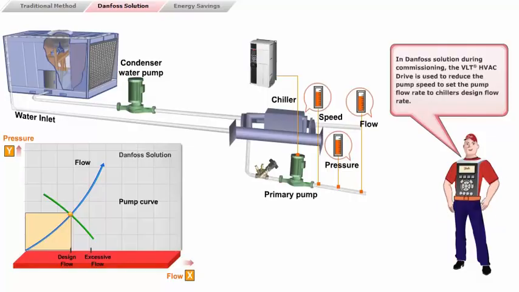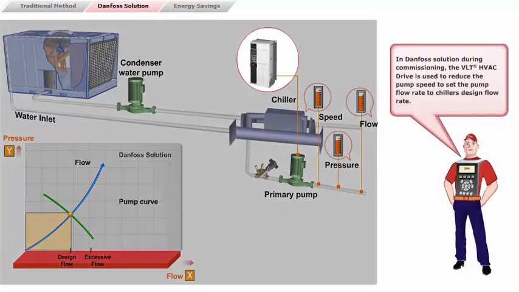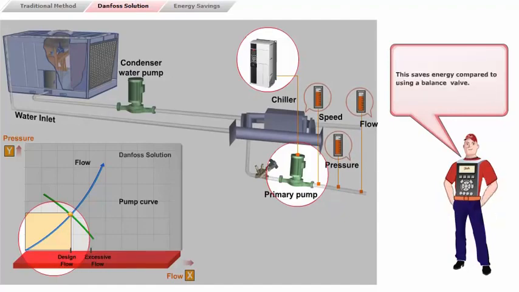In the Danfoss solution, during commissioning, the VLT HVAC drive is used to reduce the pump speed to set the pump flow rate to the chiller's design flow rate. This saves energy compared to using a balancing valve.